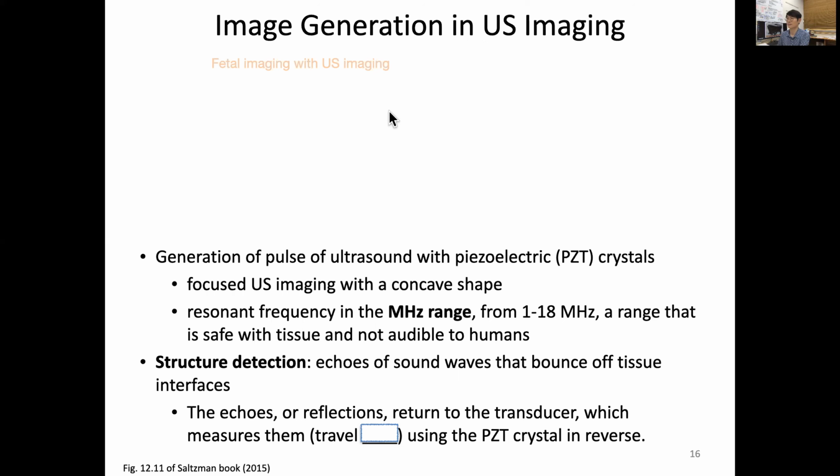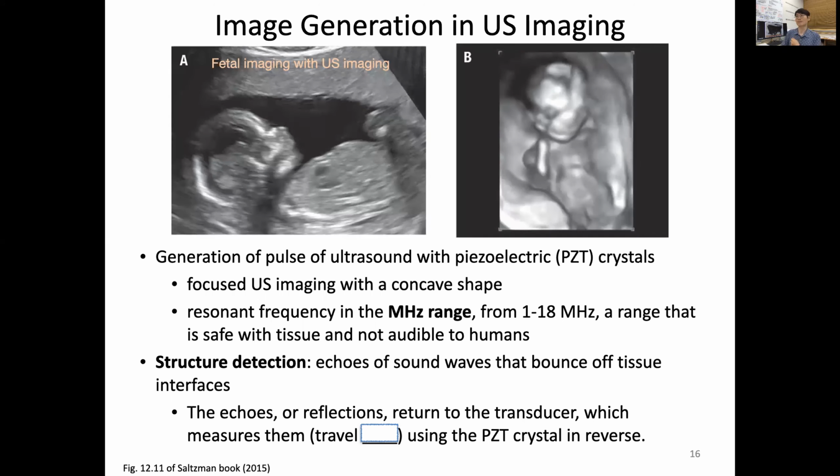So let me give you a typical example of fetal imaging with ultrasound. You see, when someone has a baby, this is the first image of the baby using ultrasonic imaging. You can see the sound waves coming from top to bottom, hitting this interface, and being measured so that we can reconstruct these images. And then how can we generate these sound waves, a pulse of sound waves?